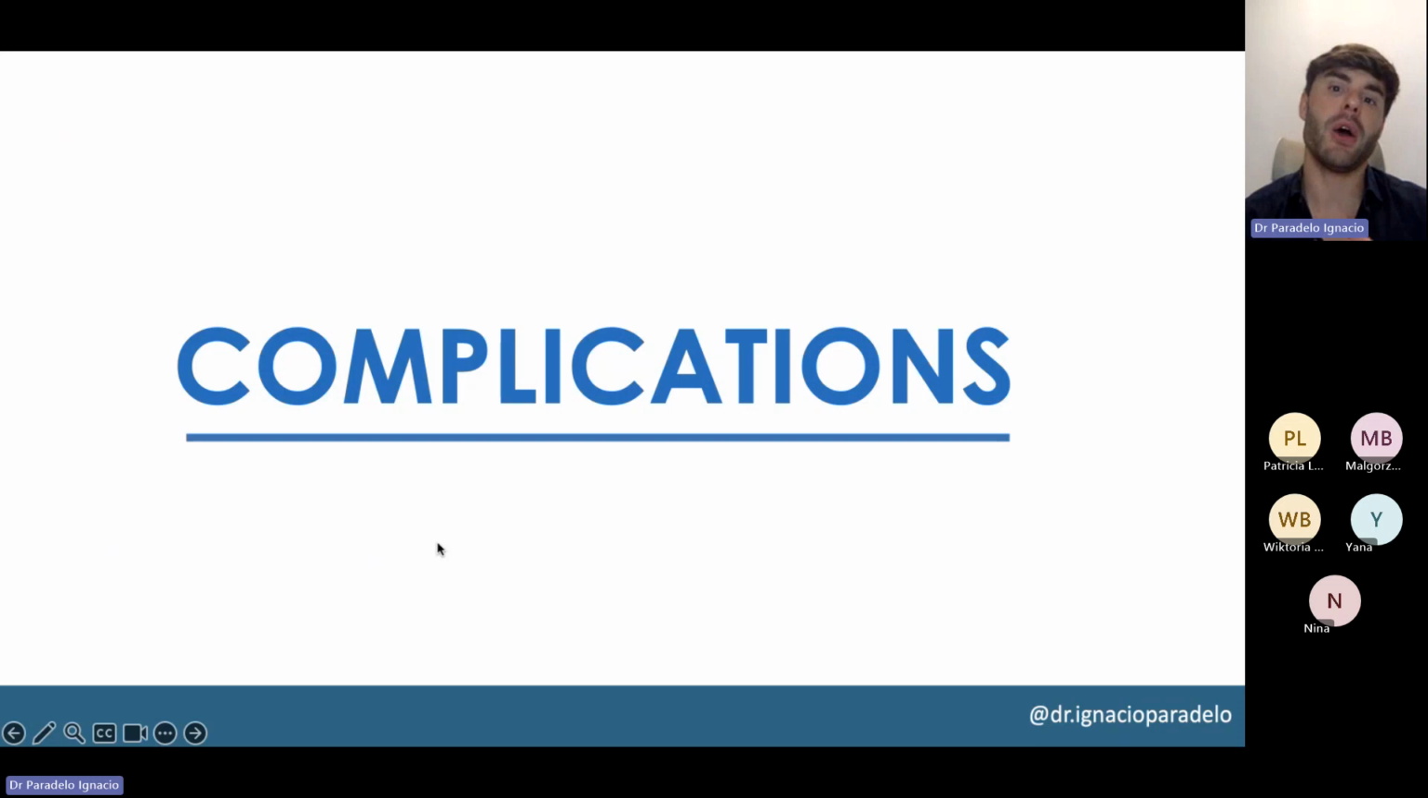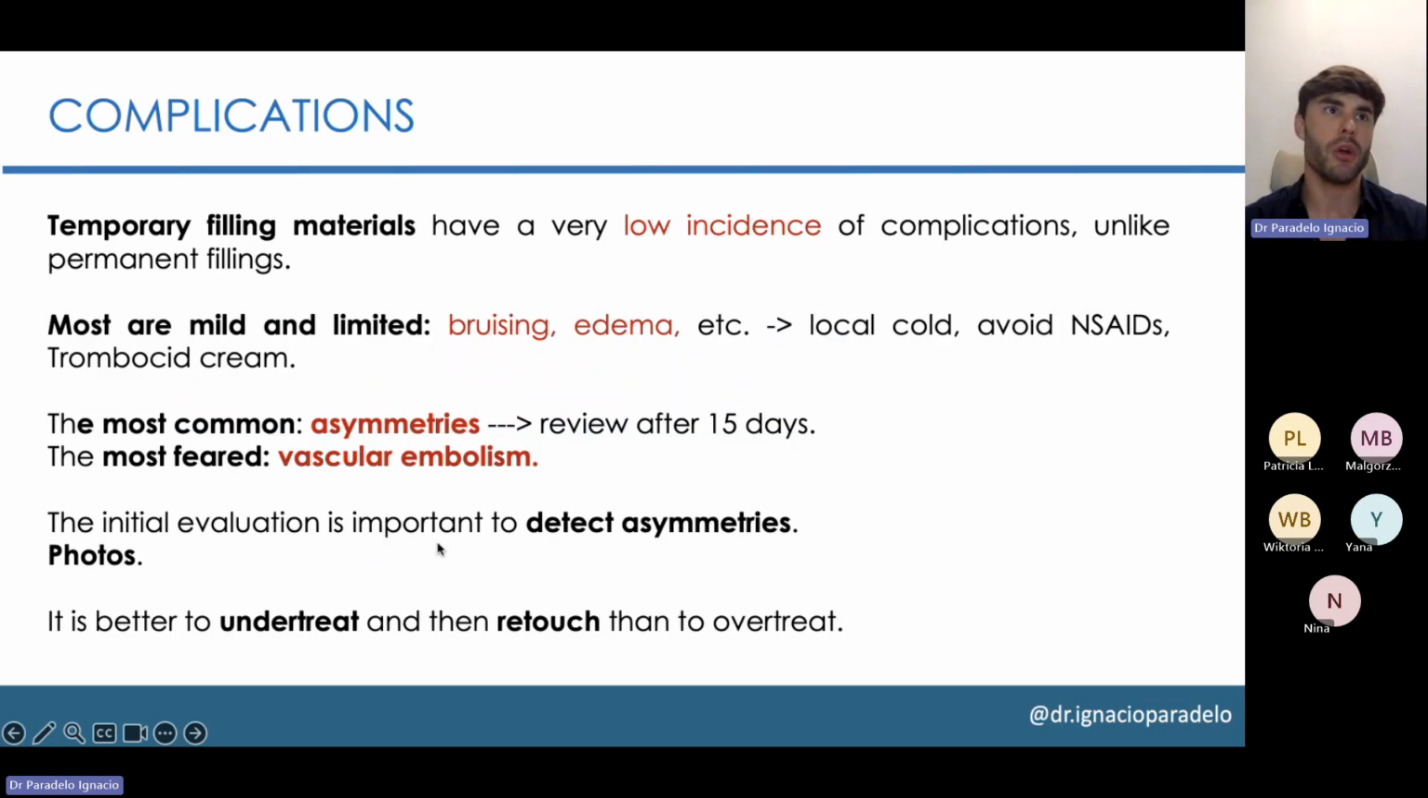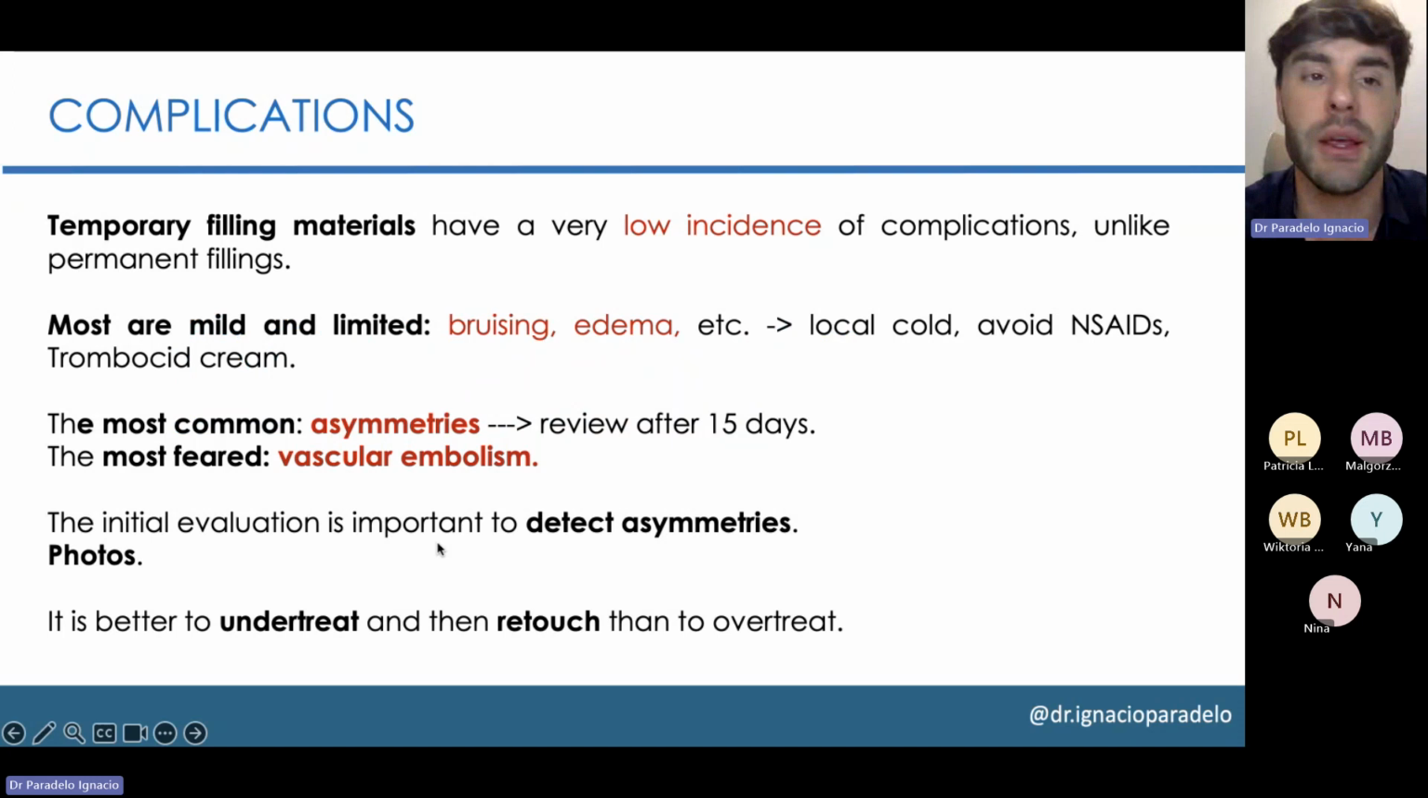Okay. As we talk about how we do the procedure and the importance of knowing the anatomical layers, now I want to introduce some complications that we can have when we do the lip treatment with hyaluronic acid. In general, temporary filling materials have a very low incidence of complications, unlike permanent fillings. Most are mild or limited complications, such as bruising or edema, that we can treat with local cold, avoiding non-steroidal anti-inflammatories, and using creams that treat the bruising.